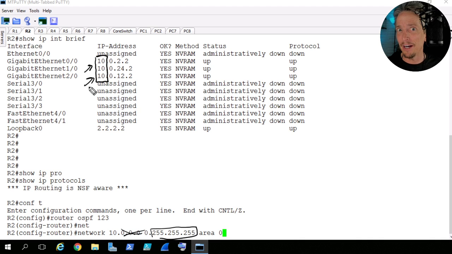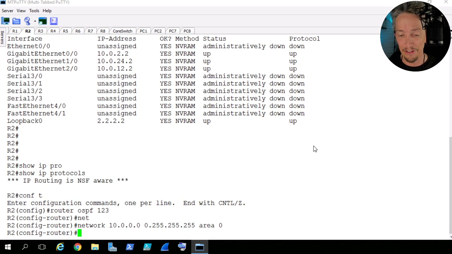It's really a three-step process. Which interfaces match based on the network statement? Secondly, bring those interfaces into OSPF and also include any directly connected networks on those interfaces, and you're done. So that's the process. So we would expect, after we press enter here, to have those interfaces in OSPF.